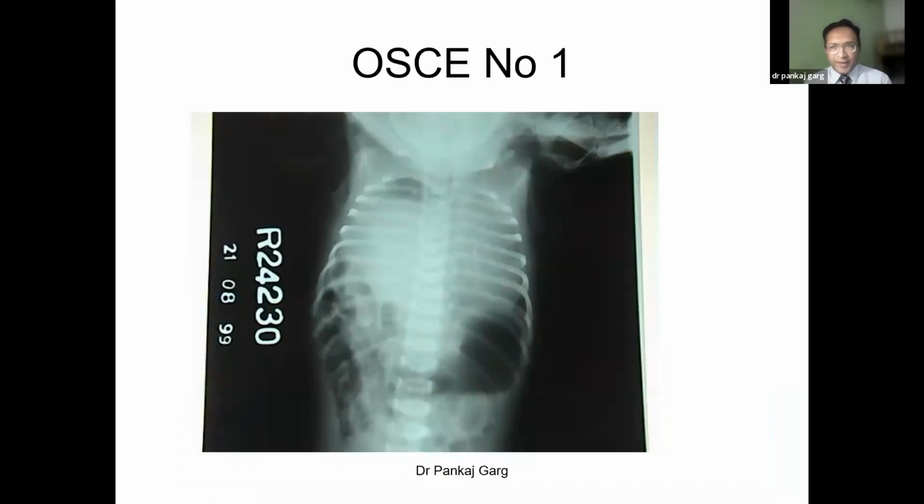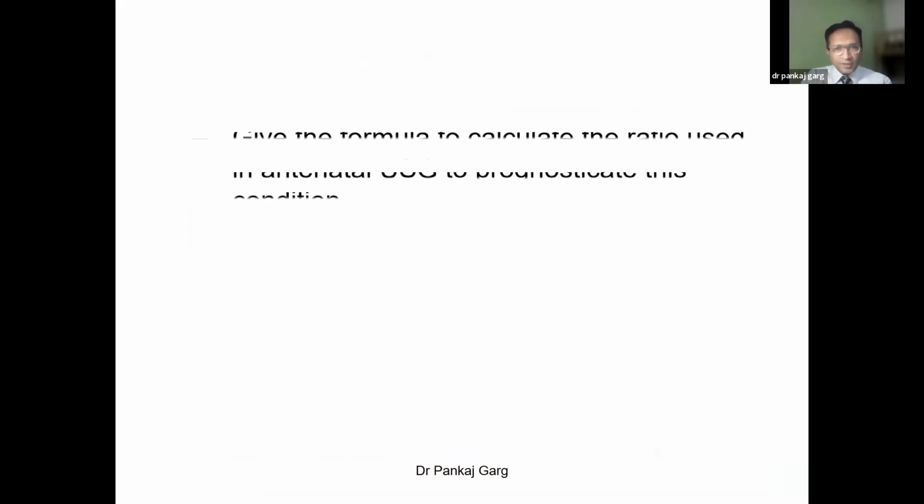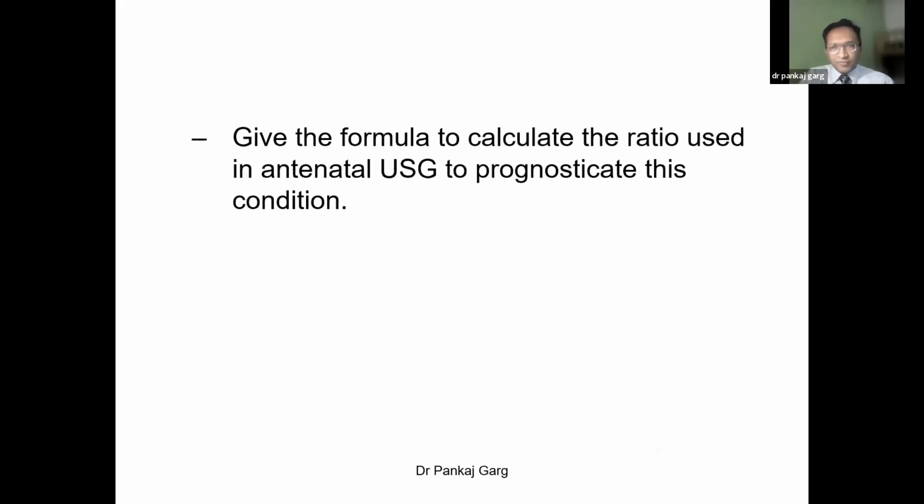So look at this X-ray carefully, and then we will go to the questions. Okay. So I've seen this X-ray carefully. Now the question is, give the formula to calculate the ratio used in antenatal ultrasound to prognosticate this condition.